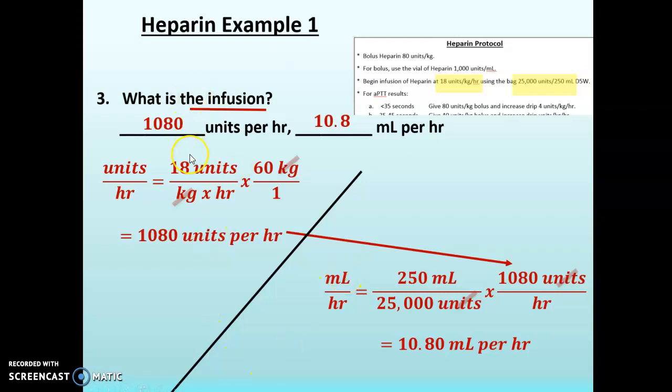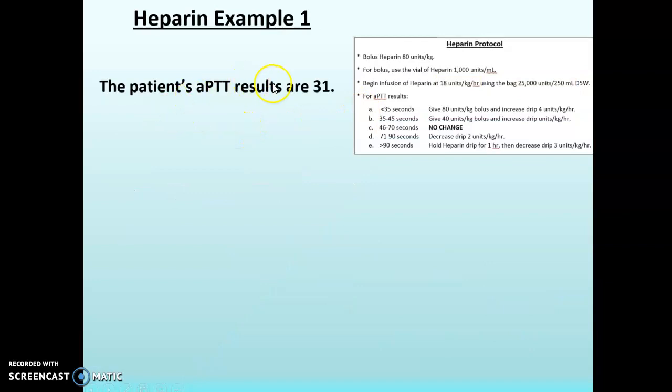Okay, so we gave our bolus earlier on number 2. Now we've set up the pump for 10.8 milliliter per hour, and we're going to let them sit with their IV pole for 4-6 hours, whatever the order says. Okay, and then we've got to come back and do an aPTT test. When we get the results back from that test, it says that our patient's reading at a 31. So then we have to figure out what kind of changes we make, okay?